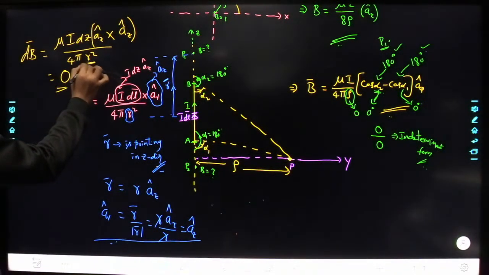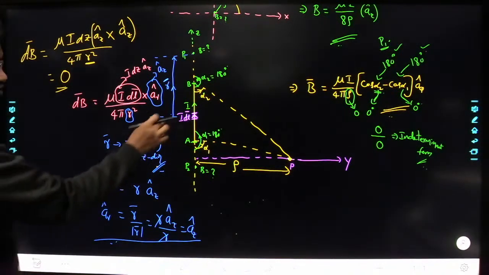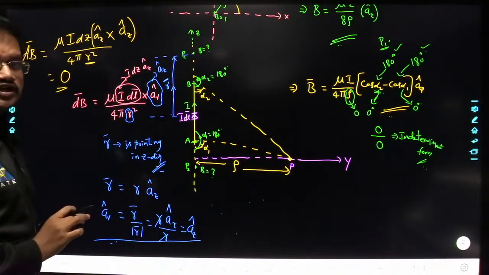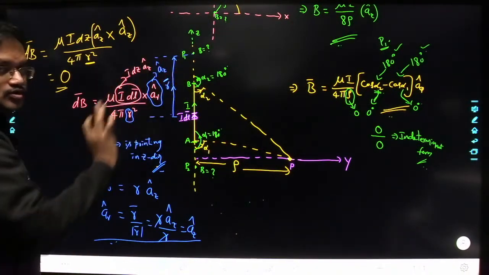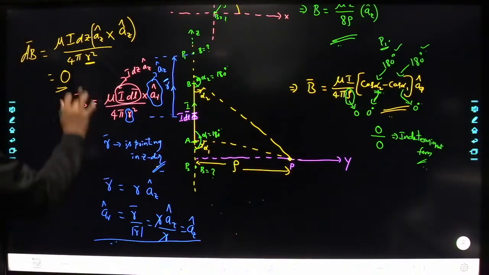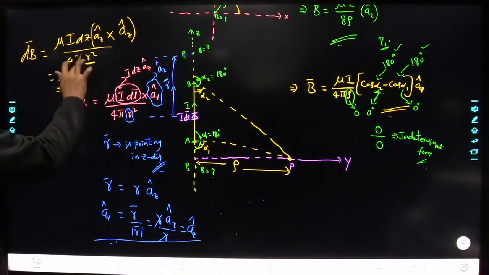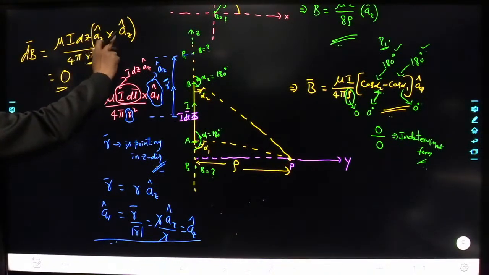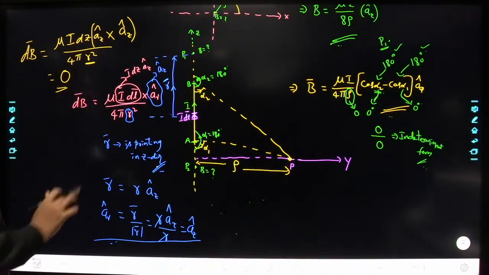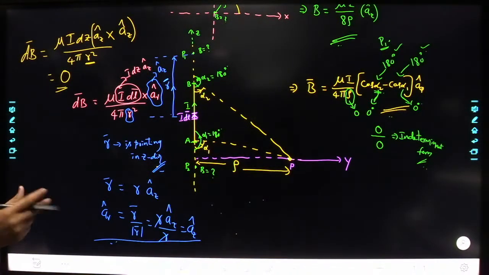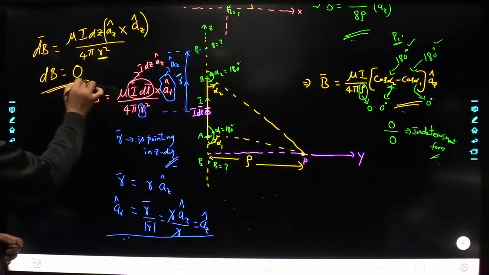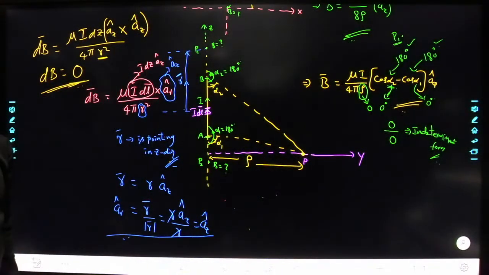Here small r is not equal to 0. This r is the distance from the current element to the point where you are trying to determine the B field, so r is some finite value and the denominator is some finite value. In the numerator, a_z cap cross a_z cap becomes 0. So the differential B field we are getting at this point P1 is nothing but 0.